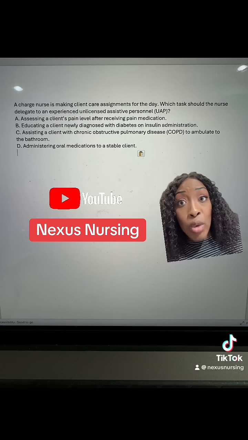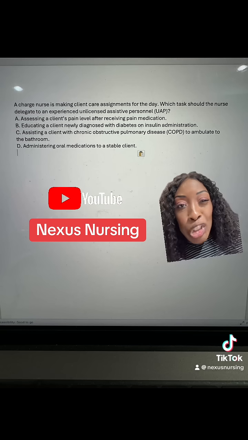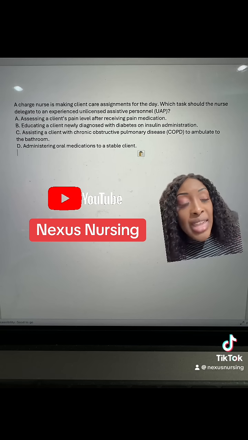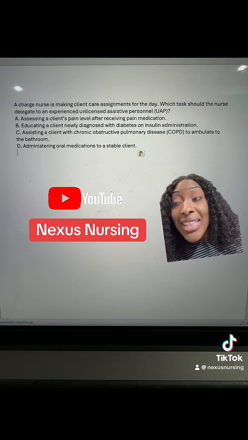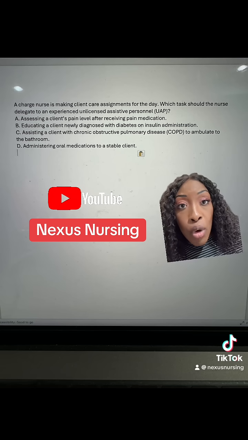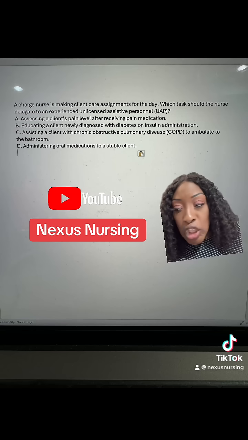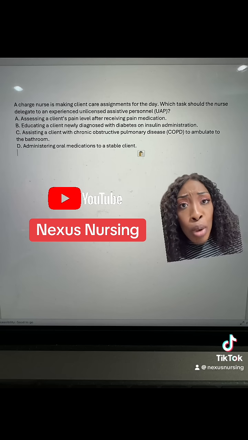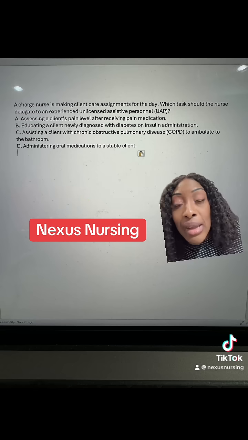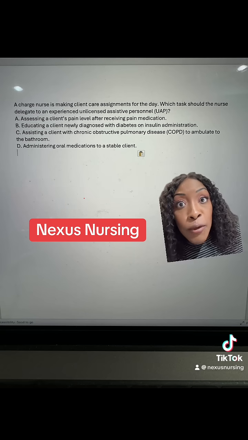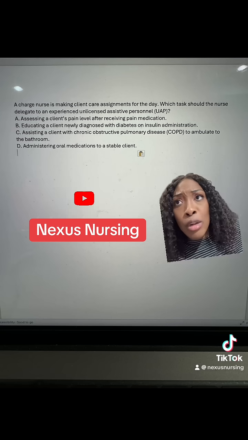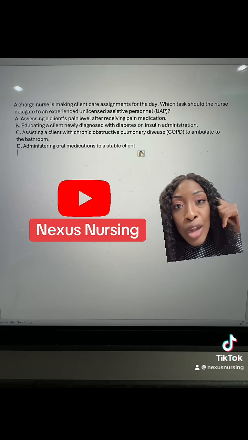So that's why the UAPs can ambulate patients, they can feed patients, they can pick up equipment, they can do I&Os, they can record and report. That's why they can take respirations, blood pressure, and pulse. But can they listen to lung sounds? No, because when you listen to lung sounds, you have to know the difference between clear versus wheezing versus rhonchi versus crackles, right? So that's how you have to think.